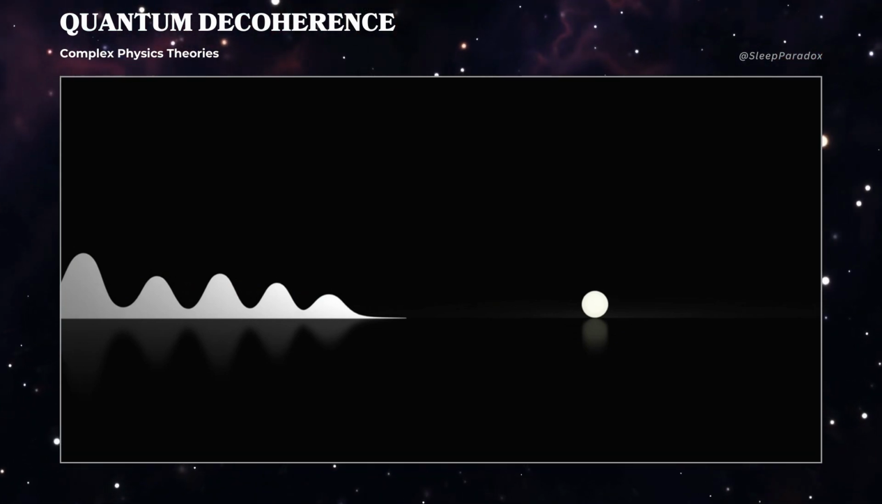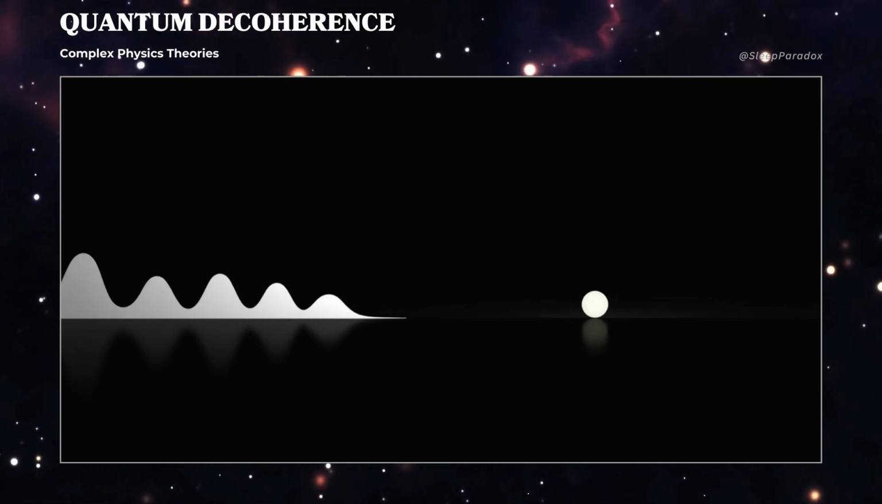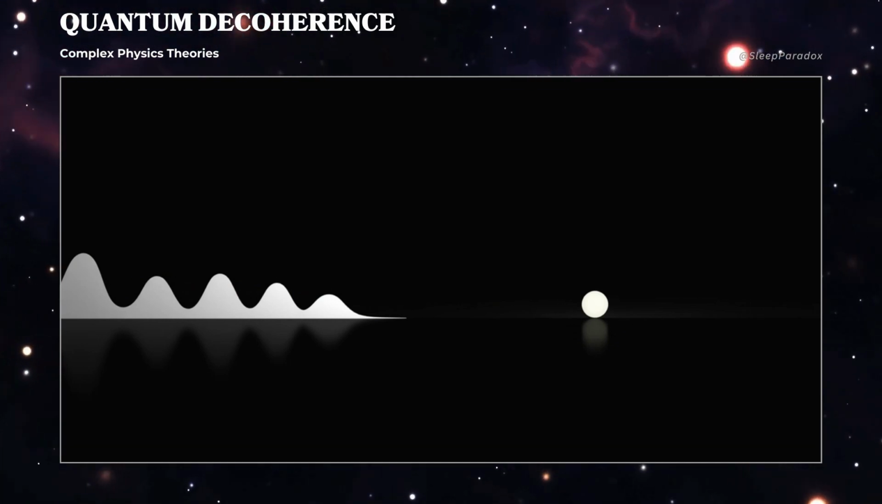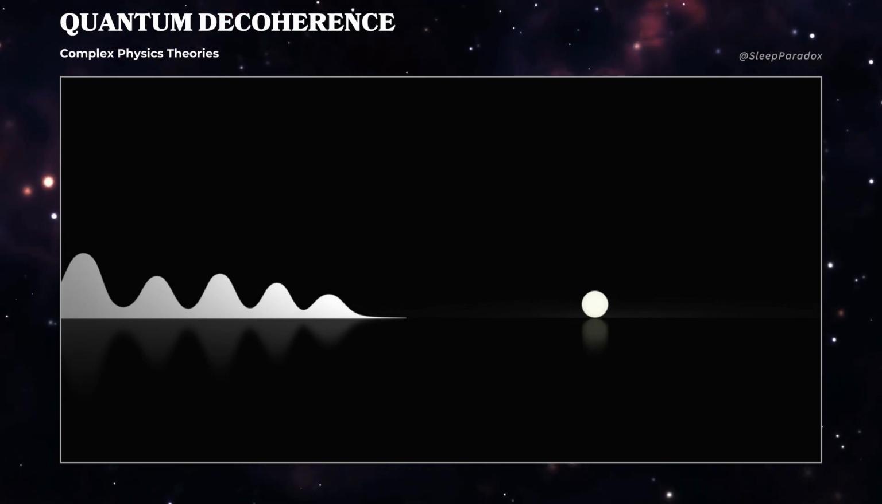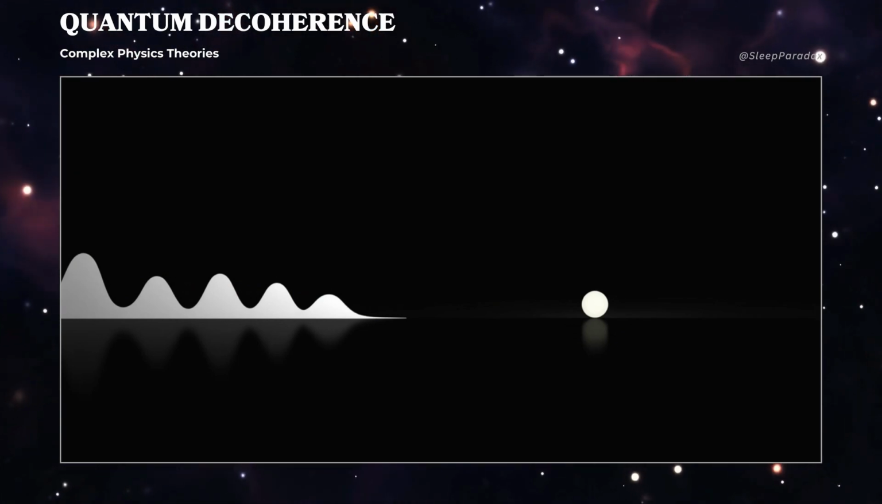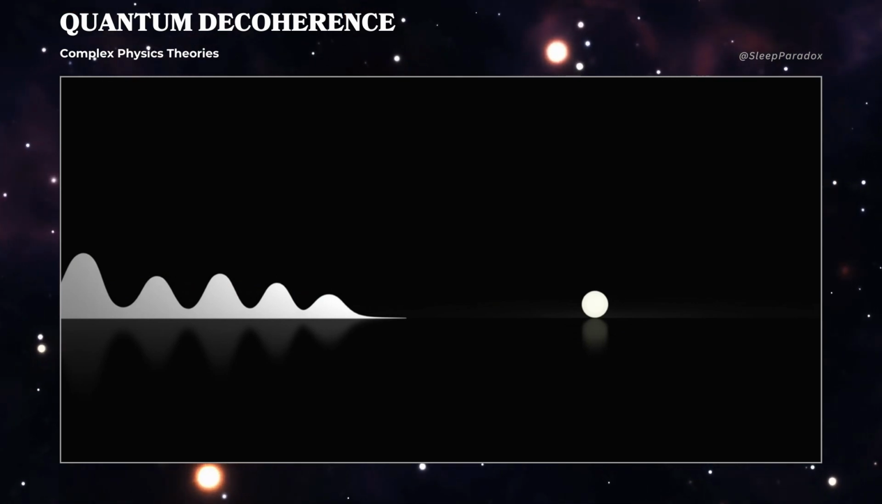It's important to understand that decoherence is not the same as randomness. It doesn't make quantum systems unpredictable. Instead, it explains why the probabilistic nature of quantum mechanics gives rise to the definite, classical world we observe. It provides the link between quantum rules and classical outcomes.